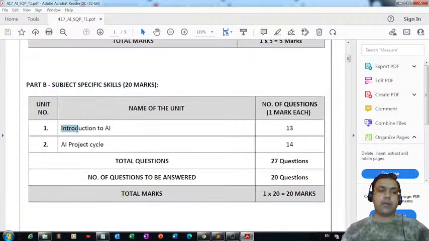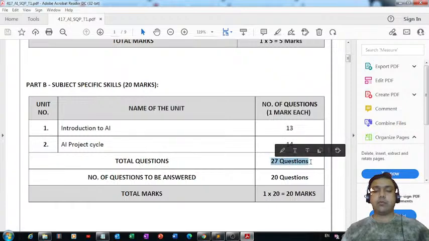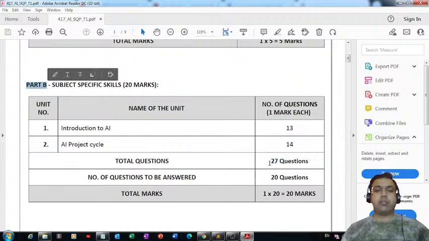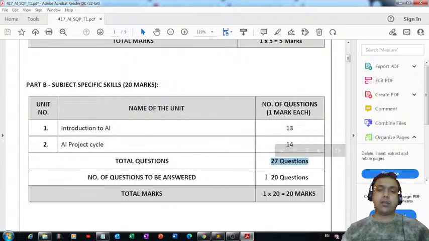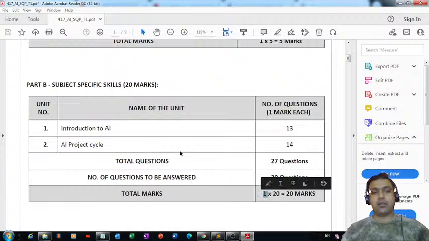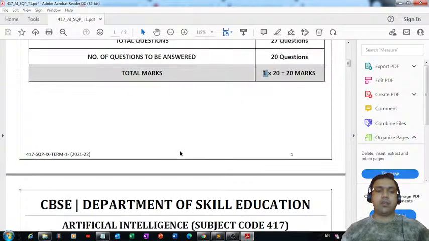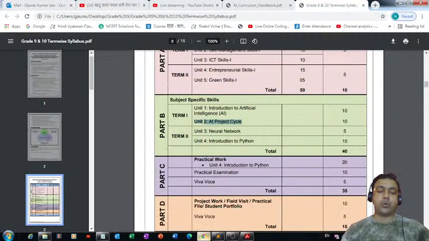So for this, you'll have to prepare the first two units. Now, from this introduction to artificial intelligence, 13 questions will come. And from this second unit, 14 questions will come. In total, there are going to be 27 questions in your exam from this part B, right? And out of these 27 questions, you will be asked to attempt 20 questions. So you can leave 7, right? It's a very good choice that you will be getting in your exam. And each question is going to be of 1 marks, right? So that is the reason it's very easy to score 25 out of 25 in AI.